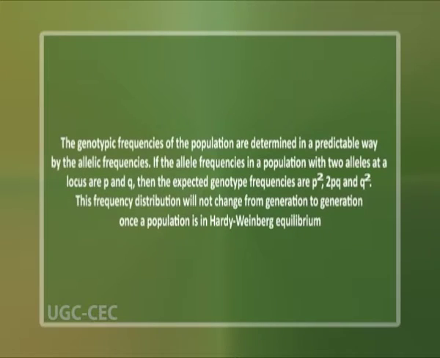The genotype frequencies of the population are determined in a predictable way by the allelic frequencies. If the allele frequencies in a population with two alleles at a locus are P and Q, then the expected genotype frequencies are P square, twice PQ and Q square. This frequency distribution will not change from generation to generation once a population is in Hardy-Weinberg equilibrium.